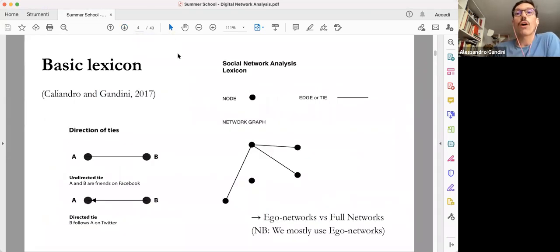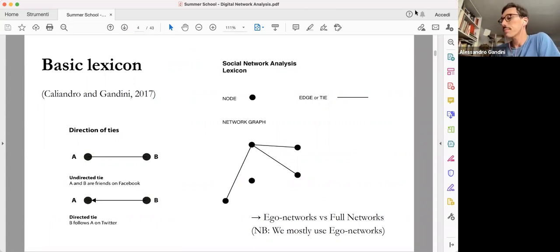The basic lexicon of social network analysis is what follows in these slides, in this particular one. We talk about a node when we see the individual actor or the individual entity that we take, as we're getting closer to our context of digital research. So each member that belongs to the network, each individual object, is called a node.